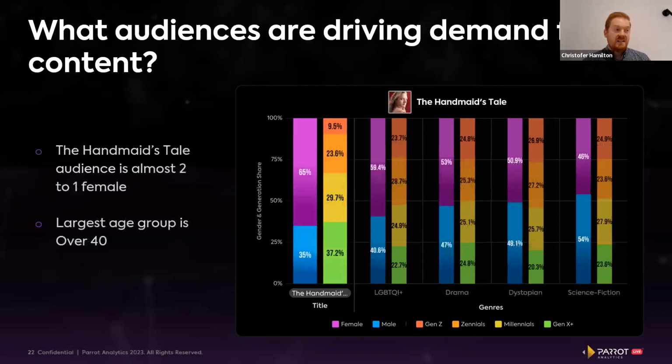And as another point of comparison, I want to highlight The Handmaid's Tale. So this is not a new series like Moon Knight, but it did return for its 5th season in September of this year. And it's consistently been one of Hulu's most in-demand series. So what do we see with the audience of The Handmaid's Tale? We see it's strongly skewed towards women, almost a 2-to-1 female to male ratio. And the biggest generation bucket of its audience is the over 40 age group. So kind of the opposite of what we saw with Moon Knight.